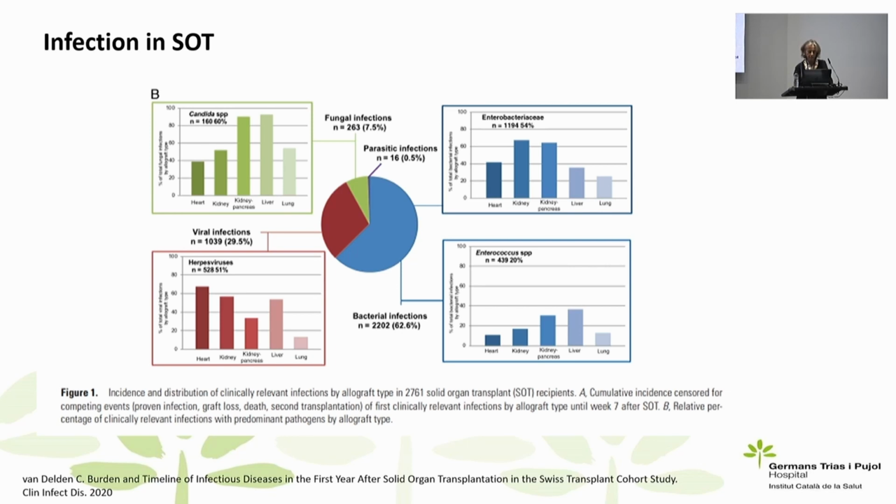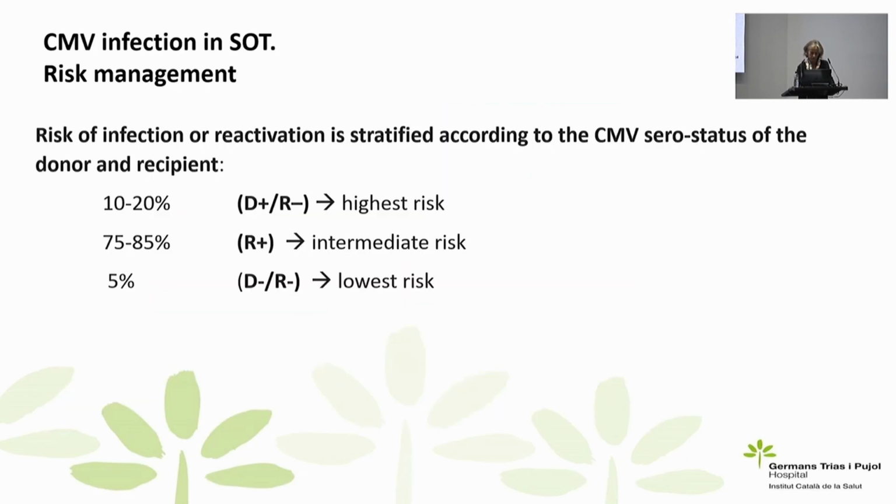solid organ transplants that shows us the high amount of infections. It shows in blue the bacterial infections and in red the viral infections that account for almost 30% of the infections in the first 7 weeks post-transplant. And CMV is one of the most prevalent.